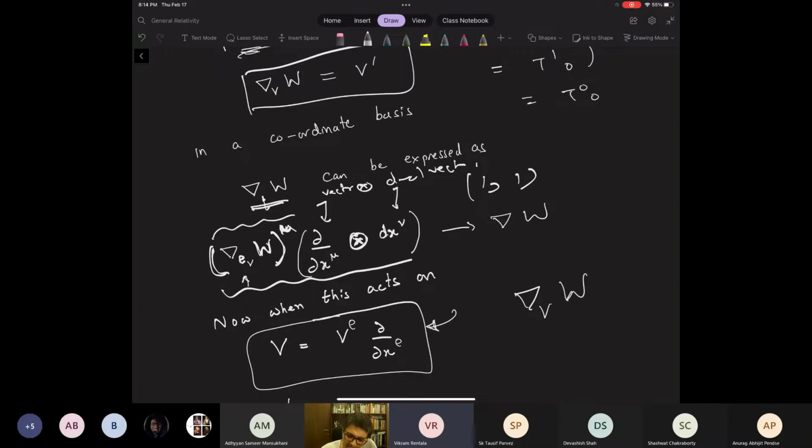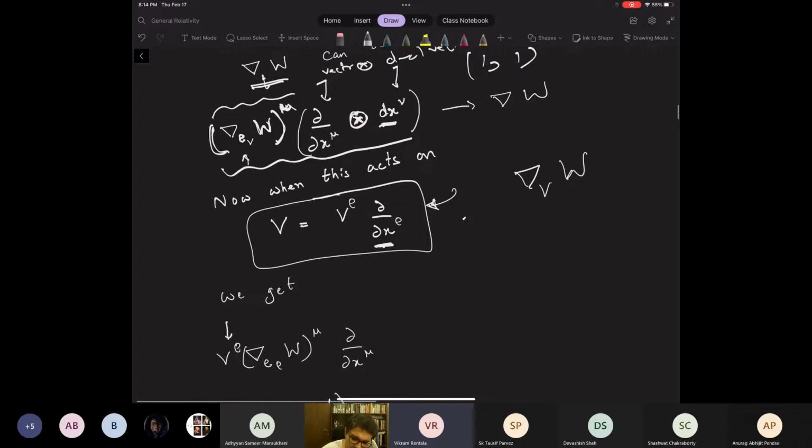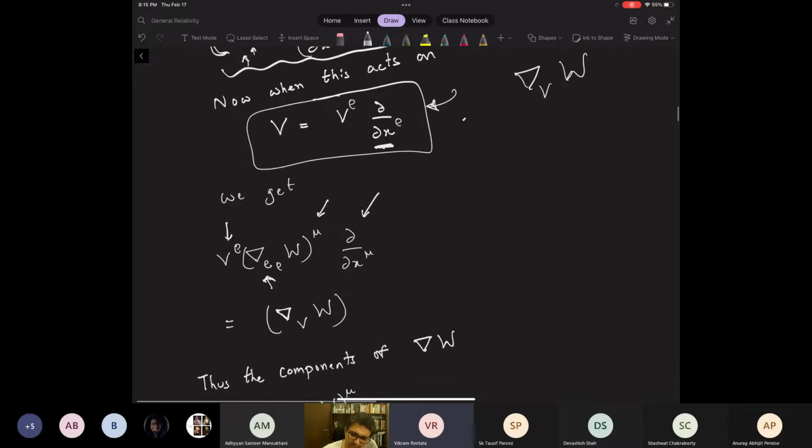So when I feed it this vector, what does it do? Well, this dual vector acts on this. It gives me a delta nu rho. So what I get is v rho, and this nu is replaced by rho. So I get e rho here, w mu partial x mu. And this quantity is nothing but equal to del.